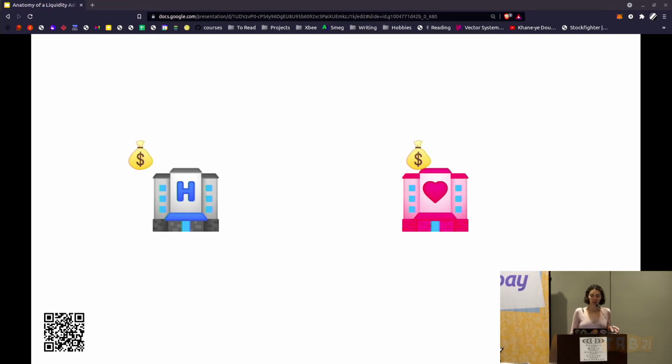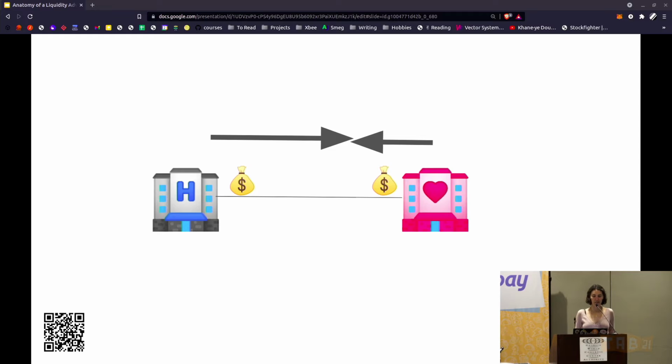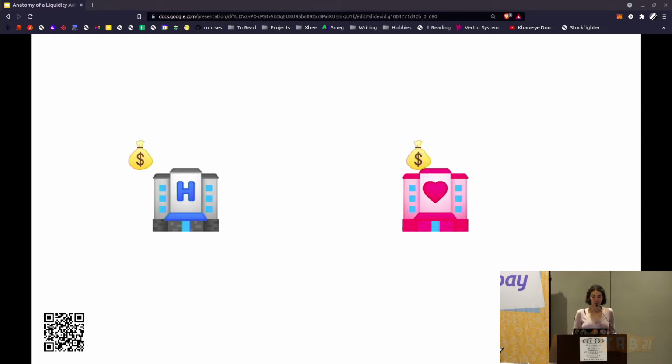But what if Harry could coordinate with Heart? So when he opened the channel, she would also put funds into the channel on her side. That way, when they open the channel, there would be funds on both sides, and Harry could immediately both send and receive through the same channel using funds that both he and Heart had put into the channel. So the problem is that Harry and Heart need to coordinate, right? Heart doesn't know that Harry's going to open a channel. She doesn't know how much money he wants her to put into the channel for him.